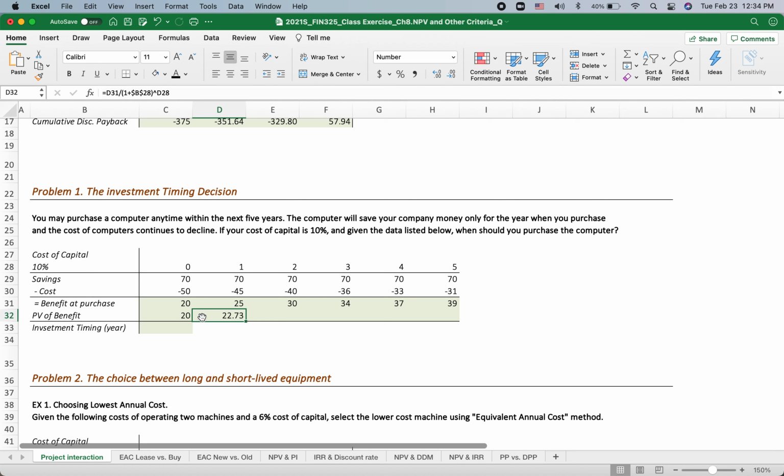So again, when you compare those future cash flows, it should be at the same time, right? So we compare those values at the present time. Now, which one is the largest? Right, this $34 in year 3 has the present value benefit of 25.54. So the best investment timing is year 3.